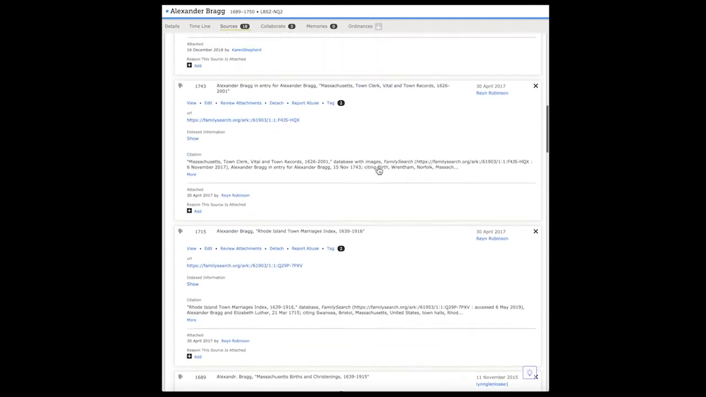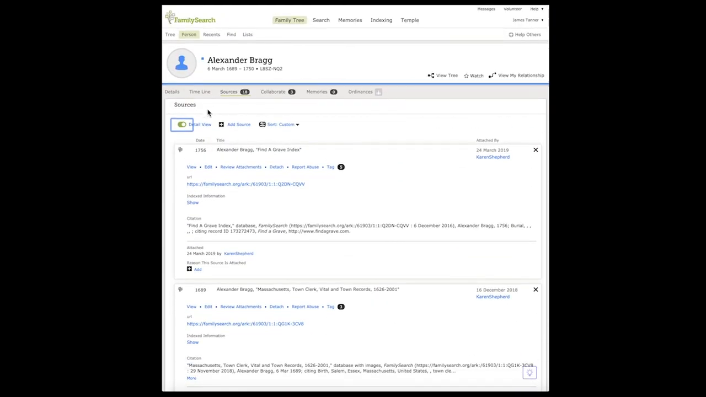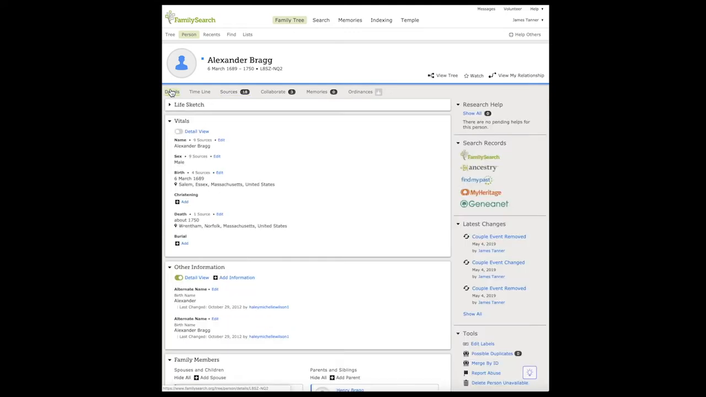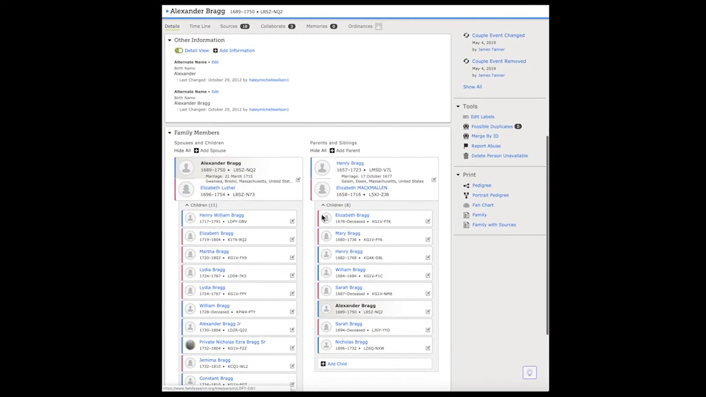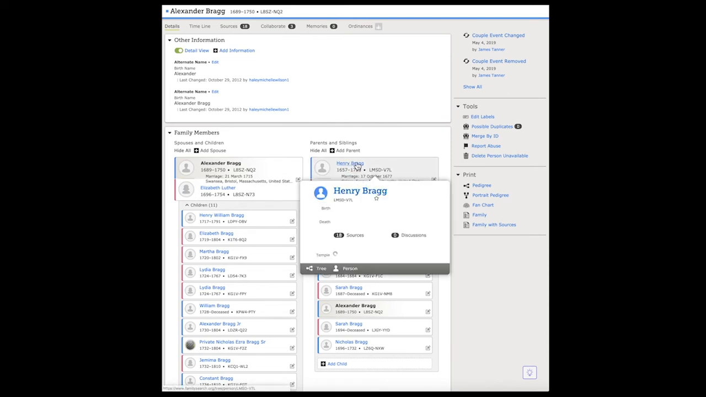Well, let's look back at Alexander Bragg and his details. We see that his father was Henry Bragg, supposedly married in Salem, Essex County, Massachusetts. And he was in Ipswich Plantation, which is part of the Plymouth Plantation. This isn't correct. This isn't standardized, and so it's not exactly correct in the way that it's put here, but it was part of the Massachusetts Bay Colony. He was born about 1657.